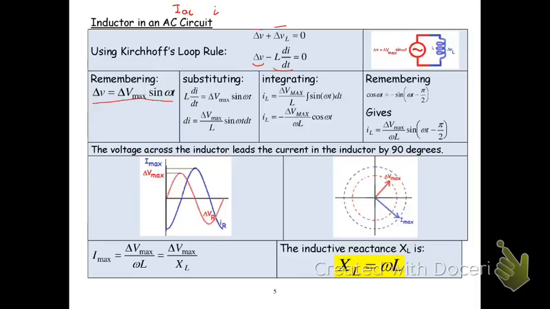Well, the V max is a constant, so that can come out. And the L is a constant, so that can come out. So I have the integral of sine omega t dt. So that becomes cosine omega t. Ooh. So it's a minus V max over omega L cosine omega t. Well, that is being compared with that. And they are not the same anymore.